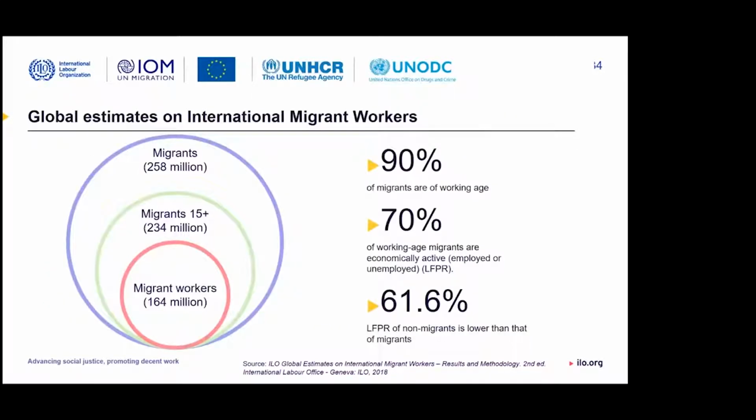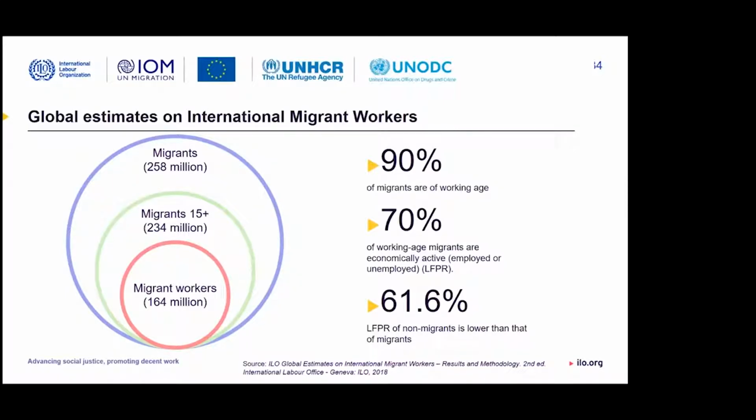So just to give you a very broad overview, we'll start global and then we'll work our way down to more regional and sub-regional levels. The report estimates that there are about 258 million migrants globally, of which 90%, 234 million, are working age, which already goes to show that the vast majority of migrants are, if they're not working, in any case, of working age eligible to work.